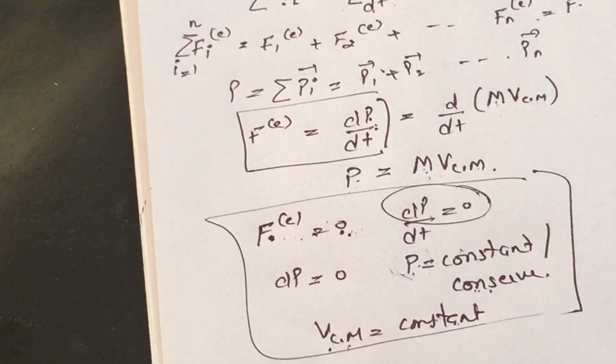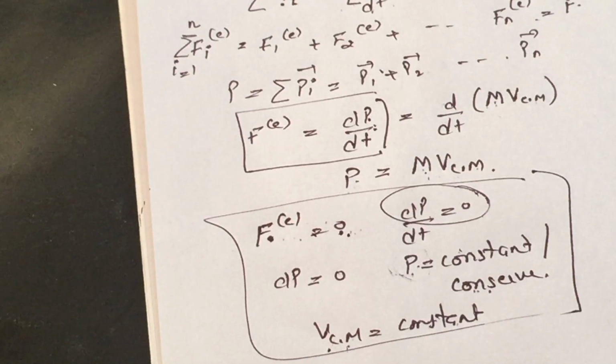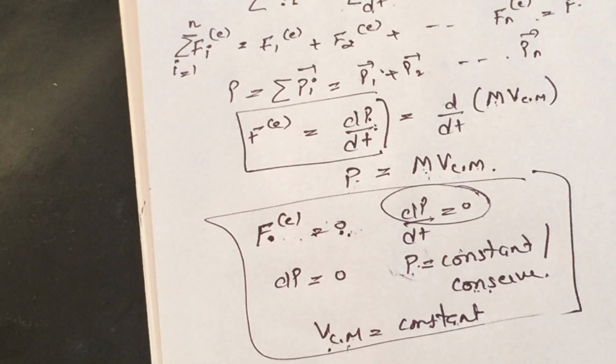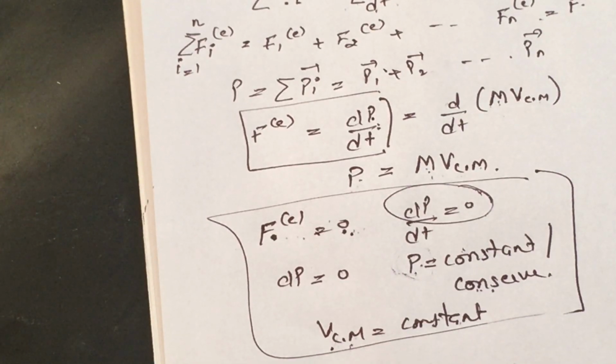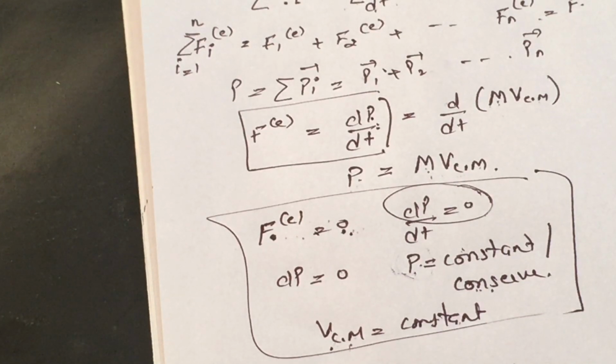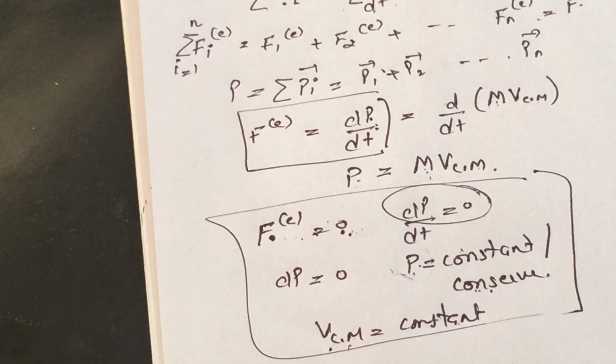Now secondly, we have to prove the conservation theorem for angular momentum. We will first derive the relation between torque and angular momentum, and then we will put the condition on the torque, and find out what happens to the angular momentum when the external torque is taken as 0.